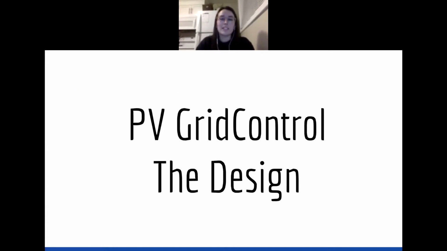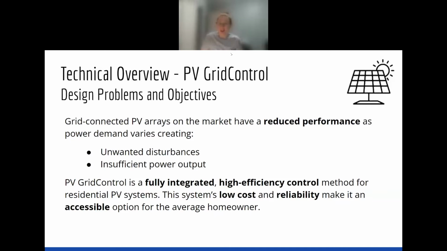So now that we have an idea of what tech stewardship is, Charity will discuss our design. Current grid-connected photovoltaic or solar arrays on the market have a reduced performance as the power demand varies constantly and the grid becomes unstable, creating unwanted disturbances. These disturbances result in inefficiencies that reduce the overall power supplied by the solar panels.